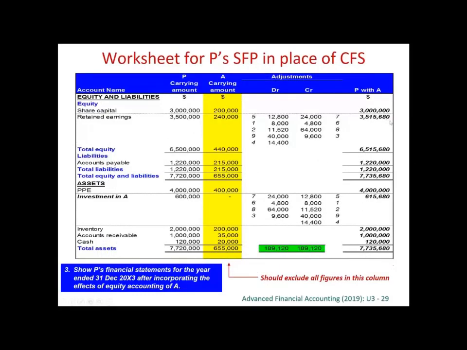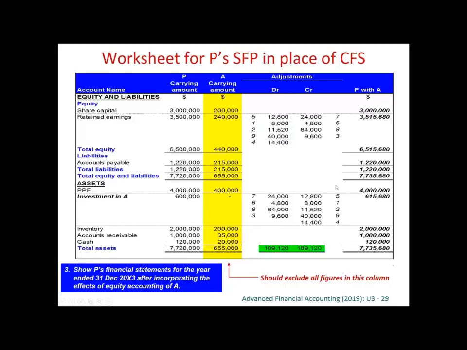This is the closing retained earnings. If the question asks for the income statement and the statement of retained earnings, you don't need to post this debit and credit to the retained earnings here, right? So here we include all this debit and credit to the retained earnings, assuming that the question did not ask for the income statement and the statement of retained earnings. Therefore, you must post it here so that you can complete your balance sheet.